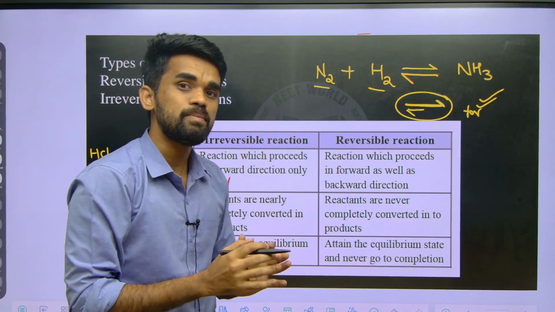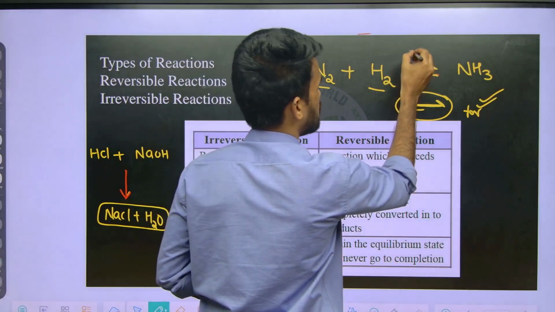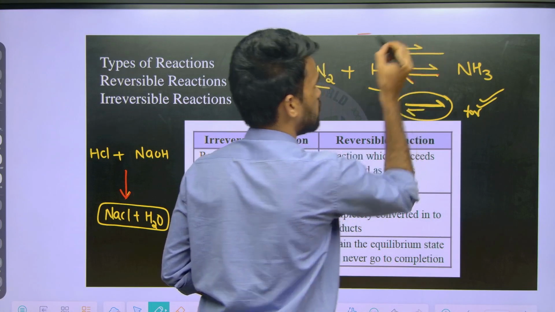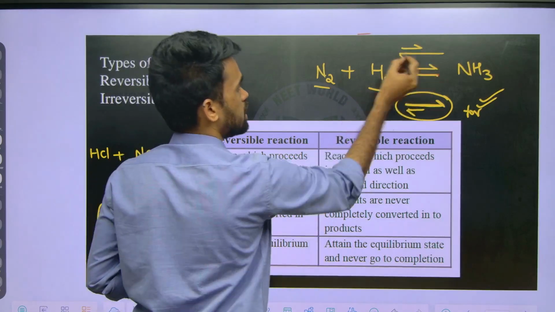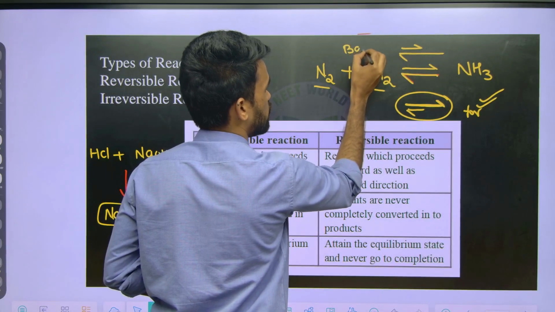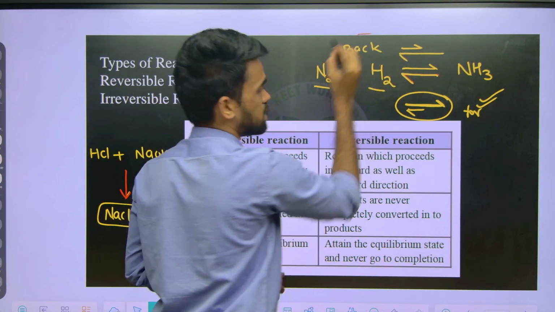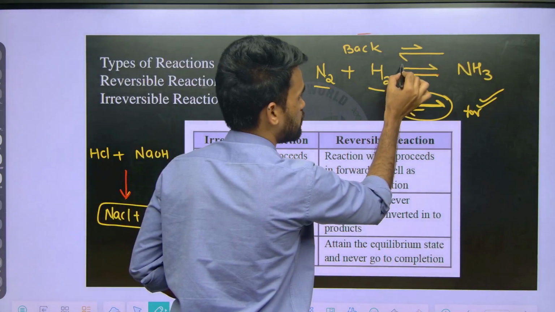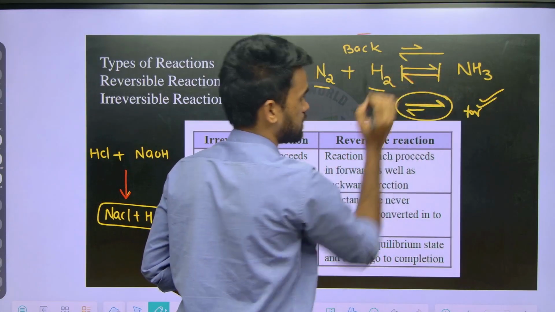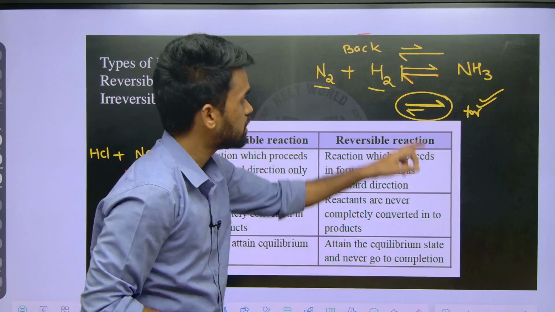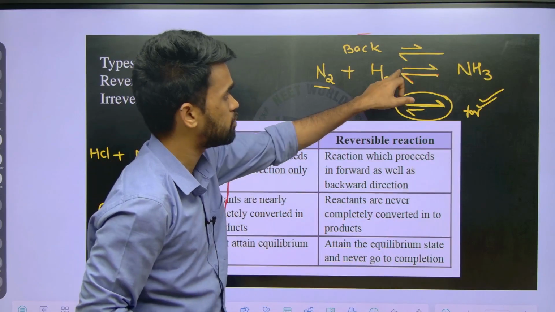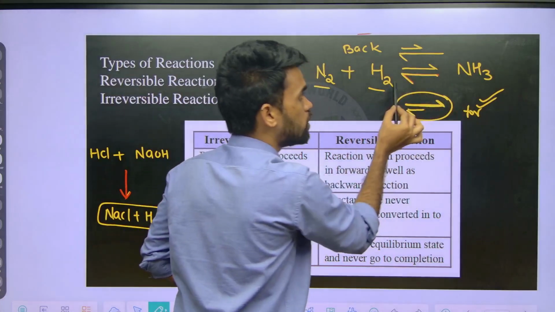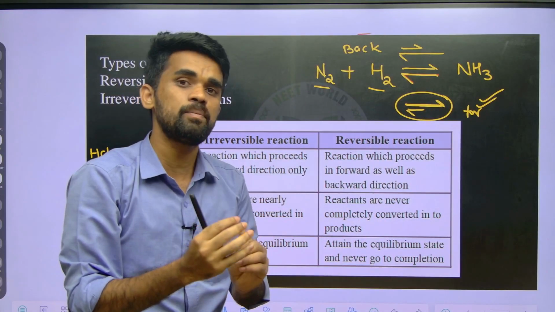If I want to say the backward reaction is favored, how can you indicate it? The backward arrowhead should be larger than the forward one. This indicates that the backward reaction is favoring, that the backward reaction is taking place more. Now if I indicate them with equal lengths like this, both of them having the same length, it means the forward and backward reactions have equal probability.